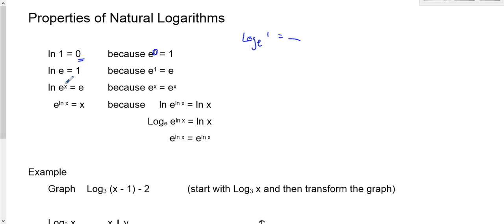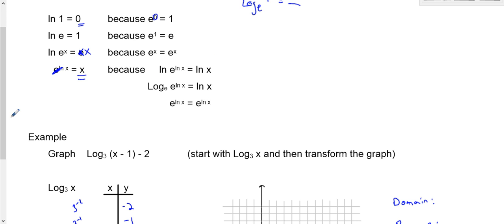Natural log of e to the x. Well, I think it's supposed to be x. Let me check here. Yeah, this is supposed to be x right here. Let's cross that out. Natural log of e to the x is x. And then e to the natural log of x, just like with logarithms, these are inverses of each other. So if you take e to the natural log of x, you're going to end up with x. That's what this explanation is trying to tell you.